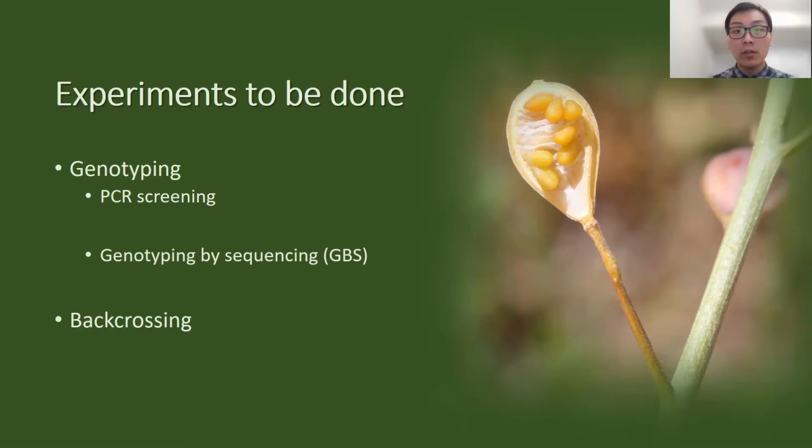After these experiments, we will also do backcrossing. This backcrossing is in order to backcross the mutant lines with the desired lipid profile back to the commercial Camelina species, in order to introduce those desired traits into the commercial Camelina species. And this can help to improve the camelina oil quality.